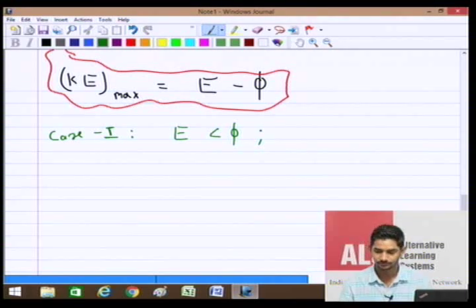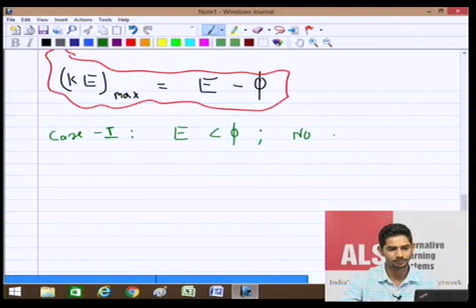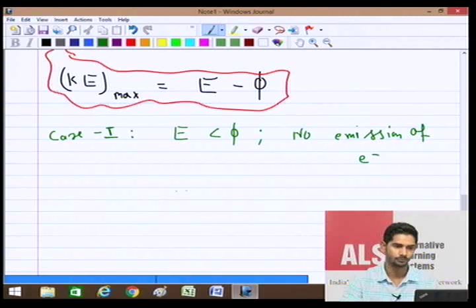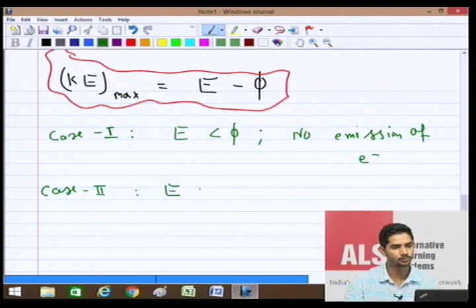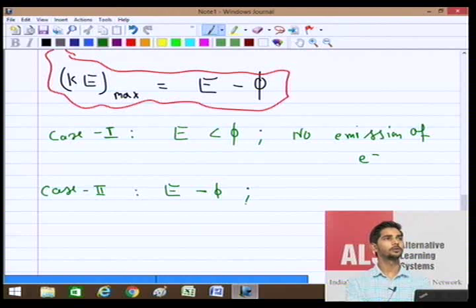Okay. So, no emission of electron. Case 2: E is equal to phi. Now, what do you say when E is equal to phi?